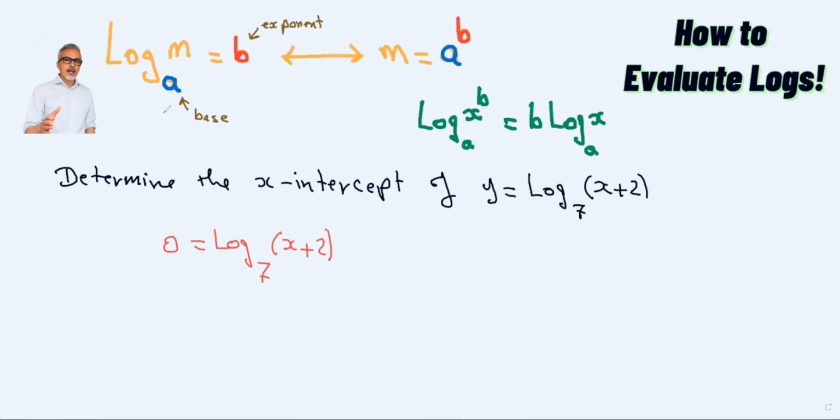Now this is exactly like this, where here a is the base 7 and 0 is where b is, so that's going to be the exponent, and m here is just an expression, which is x plus 2. So therefore x plus 2 should equal 7 to the power of 0, which is x plus 2 equals anything to the power of 0 is 1, and therefore x equals, you move the 2 to the other side, becomes minus 2. 1 minus 2 is -1, so x equals -1.